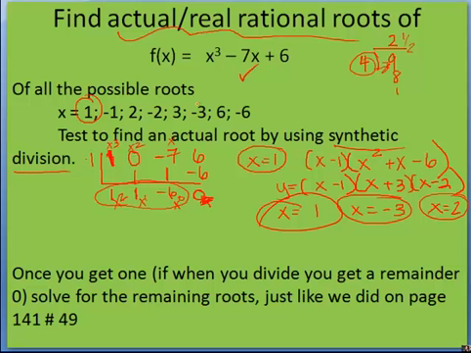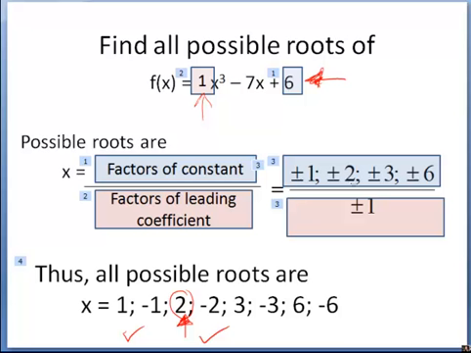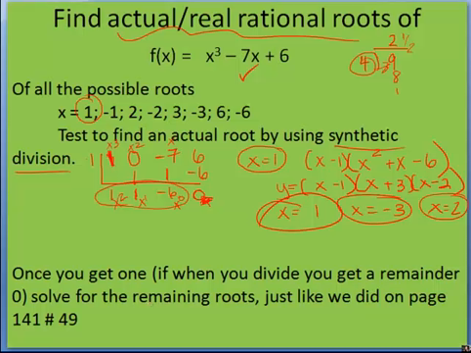So note, we were given this, nothing else. We were able to use that p over q method to find all possible roots, and then we had to use synthetic division to come up with the actual roots, by making sure that you do not get a remainder.